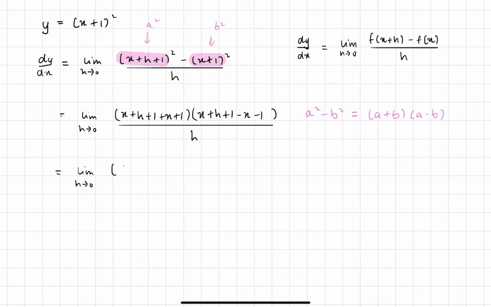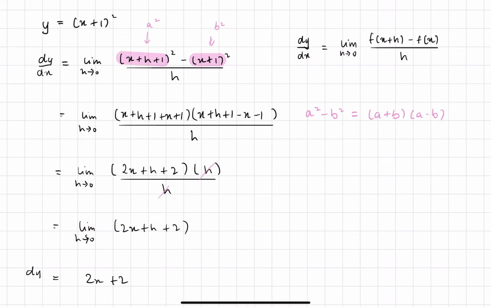Okay, so if we simplify, we have 2x plus h plus 2, and then we have h, which is good because we can now cancel these guys. So finally we can sub our h in. So 2x plus 2 is our answer, is our derivative.